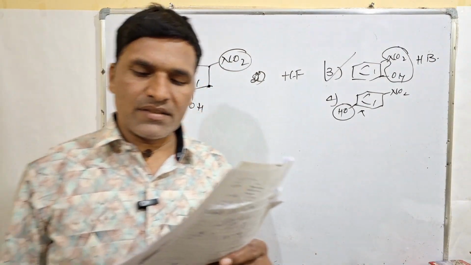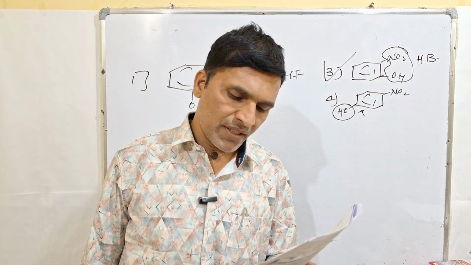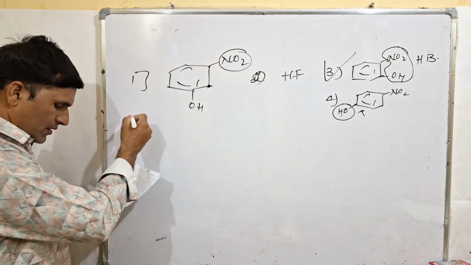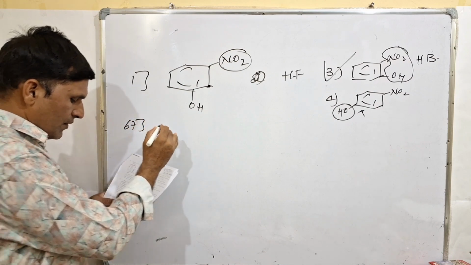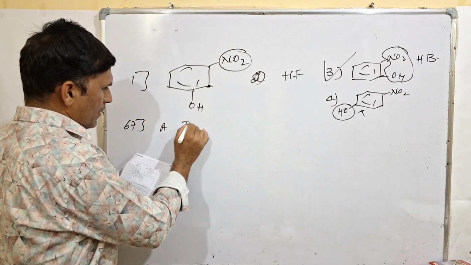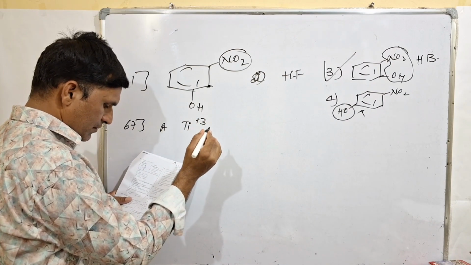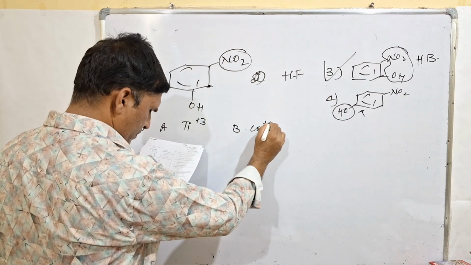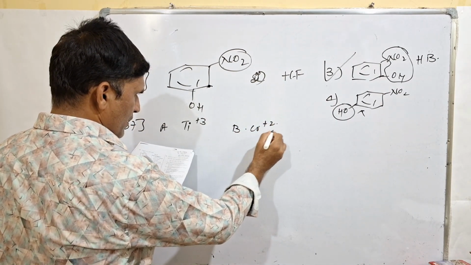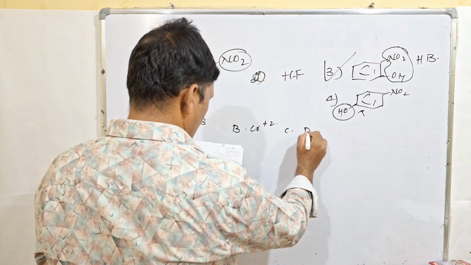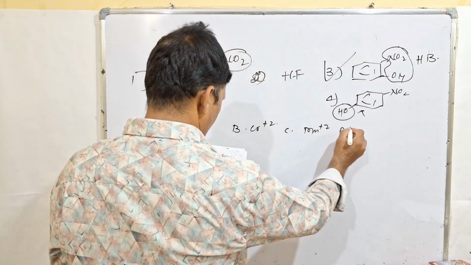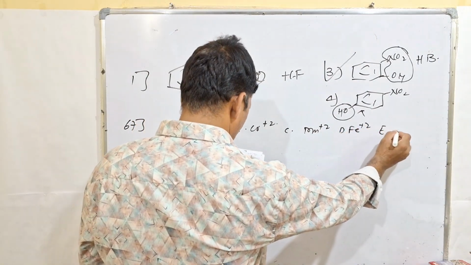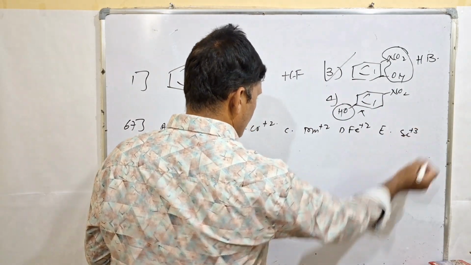Spin only magnetic moment is the same for which of the following? The options given are A, titanium plus 3, then B, chromium plus 2, C, manganese plus 2, D, Fe plus 2, and E, scandium plus 3.